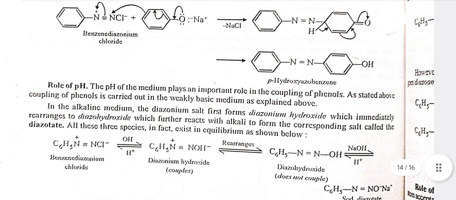Role of pH. The pH of the medium plays an important role in the coupling of phenols. As stated above, coupling of phenols is carried out in a weakly basic medium. In the alkaline medium, the diazonium salt first forms diazonium hydroxide, which immediately rearranges to diazo hydroxide, which further reacts with alkali to form the corresponding salt called the diazotate. All these three species in fact exist in equilibrium as shown below.